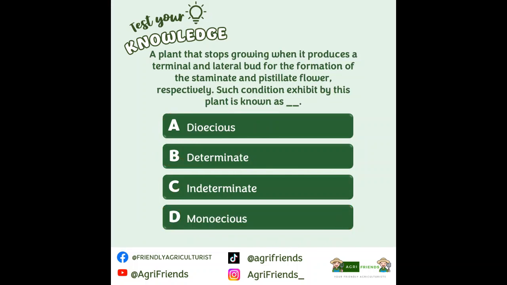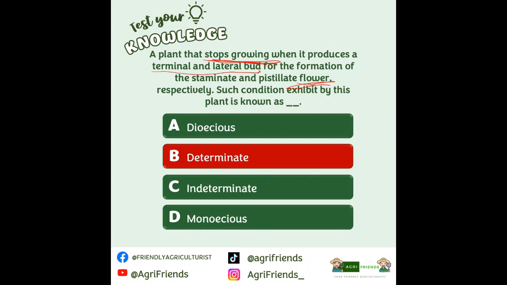A plant that stops growing when it produces a terminal and lateral bud for the formation of the staminate and pistillate flower respectively. Such condition exhibited by this plant is known as A, dioecious, B, determinate, C, indeterminate, or D, monoecious. So in this question, you might be thinking that there are two possible answers. So you need to analyze the question carefully. It is emphasized here that the plant stops growing when it produces the terminal and lateral buds for flower formation. So the answer is determinate.